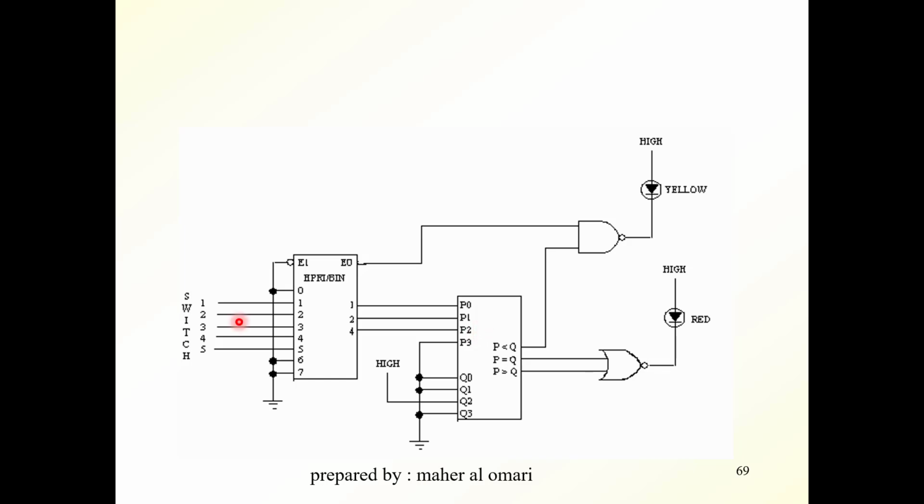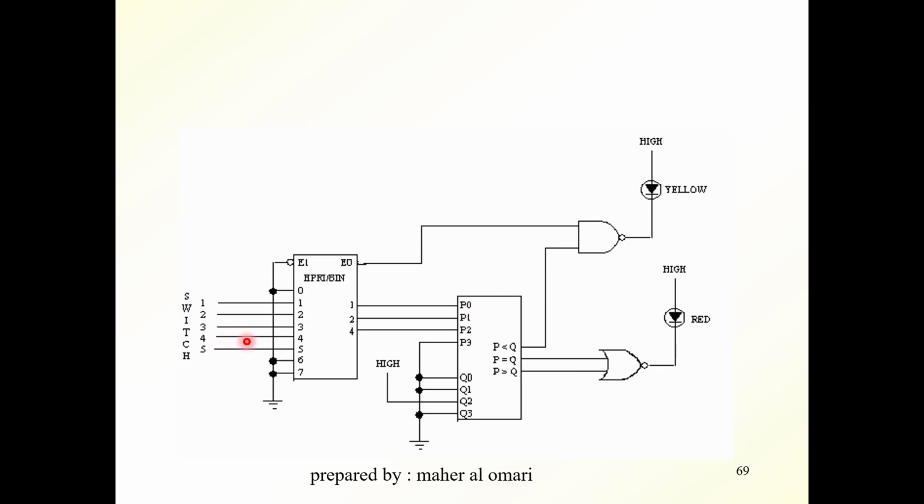If switch 1 or 2 or 3 is switched, that means P here is less than Q, which means this output will go out. And if this output goes to the NAND gate here, E0 is equal to 1. That means the output of the NAND gate is 0. That means this yellow light will light up, because here we have a high voltage and here we have a ground. So this LED will light up if any of the switches 1, 2, or 3 is pressed, because P is less than 4. So this output will go out.